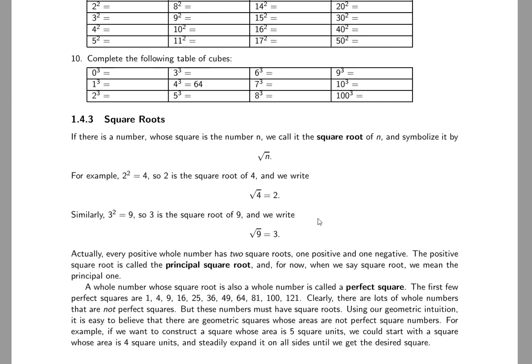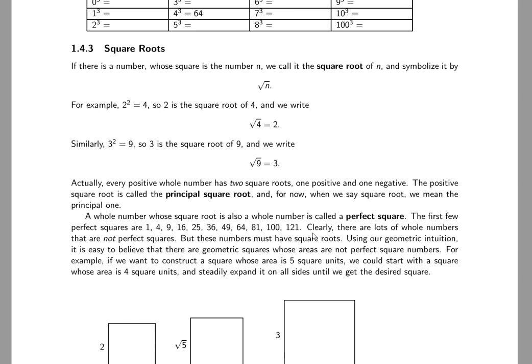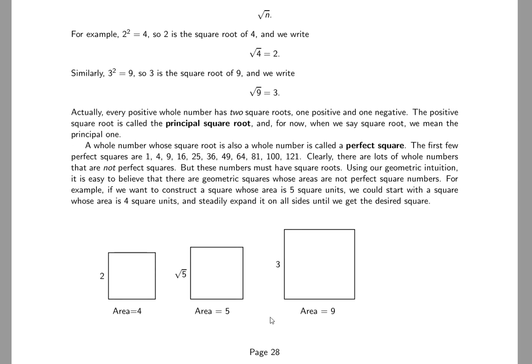So in the book, these square roots we're talking about are the principal square roots, the positive square roots. We'll talk about negative square roots later. You can think about this using our areas of squares idea, kind of going backwards. If you want a square of area 4, then its side length has to be the square root of 4. 2 times 2 is 4.